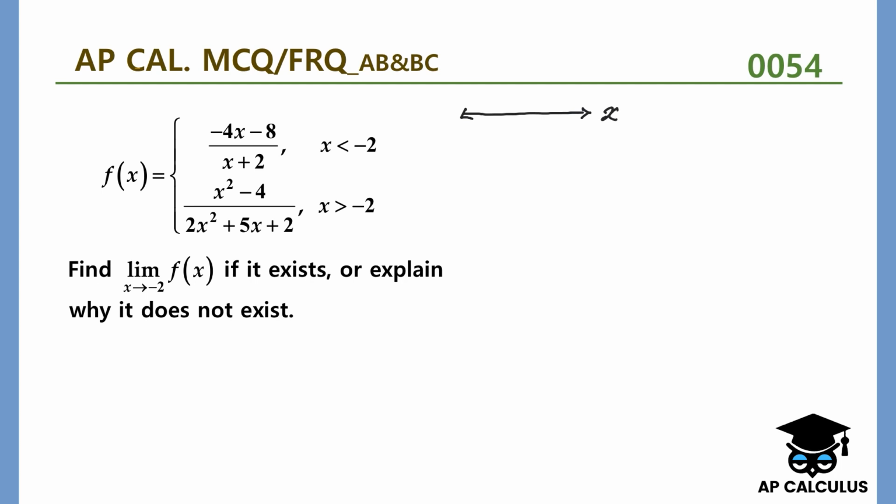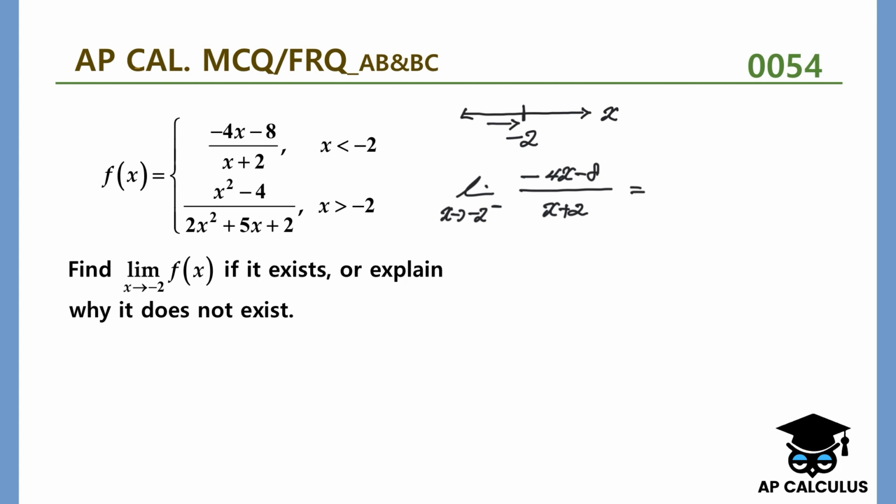Okay, so let's say this is the x-axis, and here's -2. If x is less than -2, we have this function. So we're going to have to find the left-hand limit of this function as x approaches -2. So the limit as x approaches -2 from the left-hand side of (-4x - 8) over (x + 2).